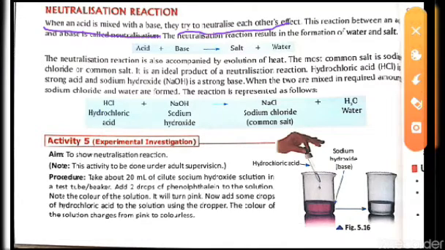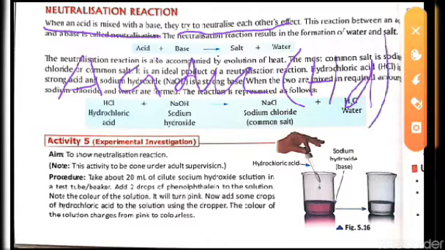A very good example I have in mind: whenever we feel acidity, what do we do? Here I am writing acidity. Why do we feel acidity? Because of the hypersecretion of HCl in our stomach. Now when we feel acidity, what do we take? We take Eno. Now what is this Eno? Eno is a base.